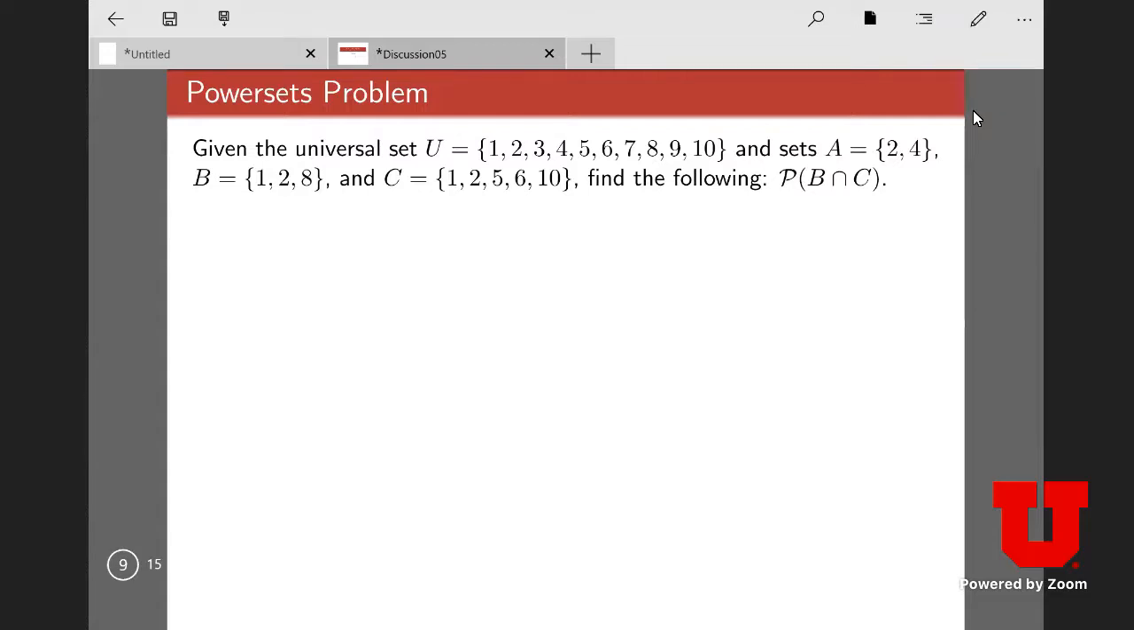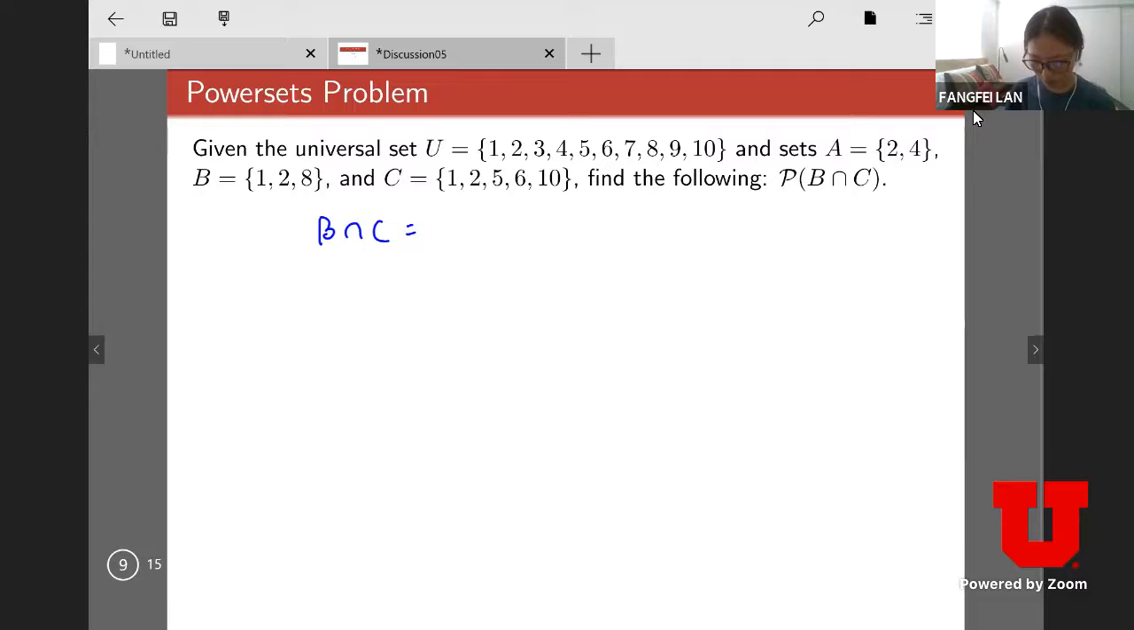So we find the B intersect C set first. Yep. Okay. So what is B intersect C? We have B is 1, 2, 8. C is 1, 2, 5, 6, 10. 1, 2. Yep. Just look for the overlaps. Okay, so power set means all the possible subsets of the set.